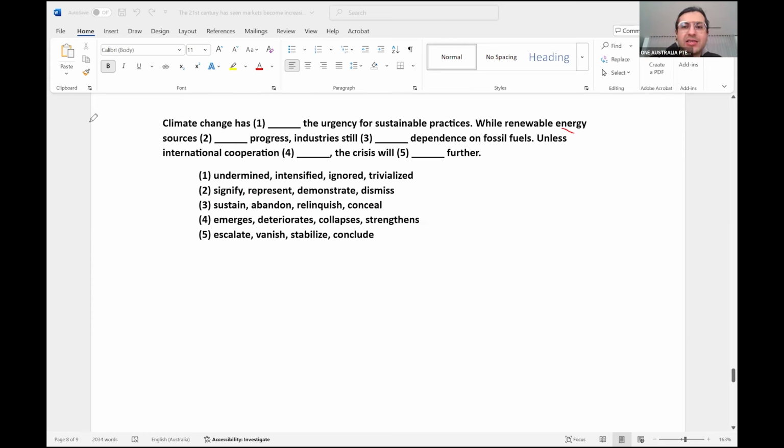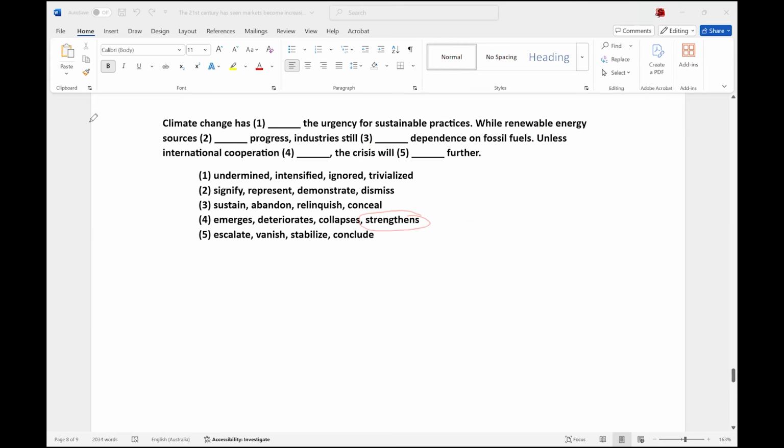Okay, unless international cooperation dash the crisis. Now, crisis is something positive or negative? Negative. Obviously something negative. And the sentence starts with unless, so the blank will be positive, which means you need a positive word. So which word is positive over here?